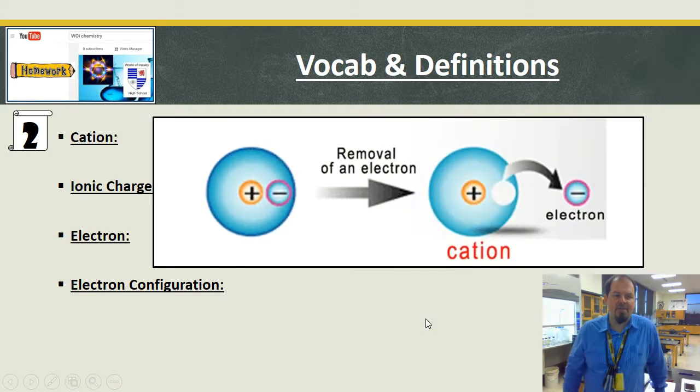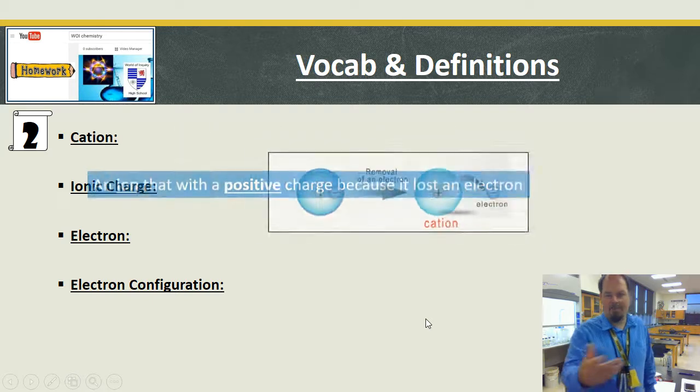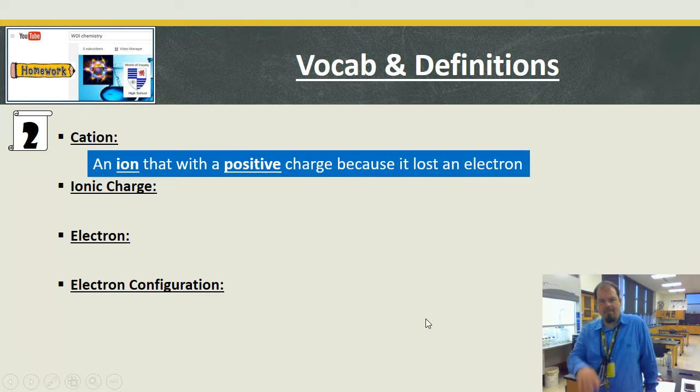A cation, there's that word again, ion. This is going to be a positive ion because he lost an electron, and that picture shows you what's going on. Keep it on that picture and study it if you need to. An ion that is a positive charge because it has lost an electron.